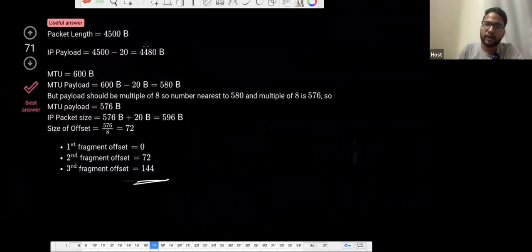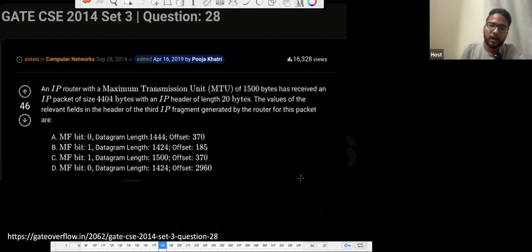Okay, so 144 is the correct answer. Now let's see this question. What they are saying: an IP router with the MTU of 1500 bytes has received an IP packet of this size. I think these questions are easy. Probably you can do it normally, right?